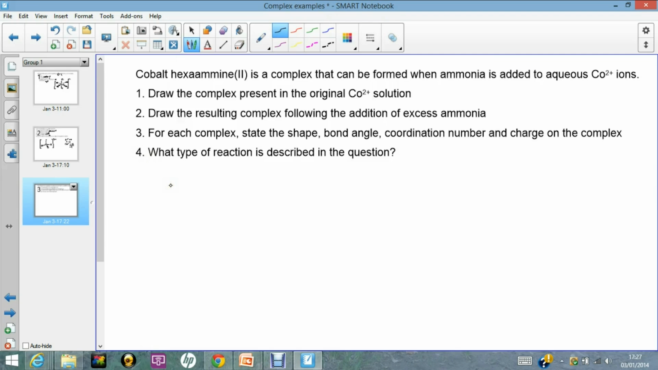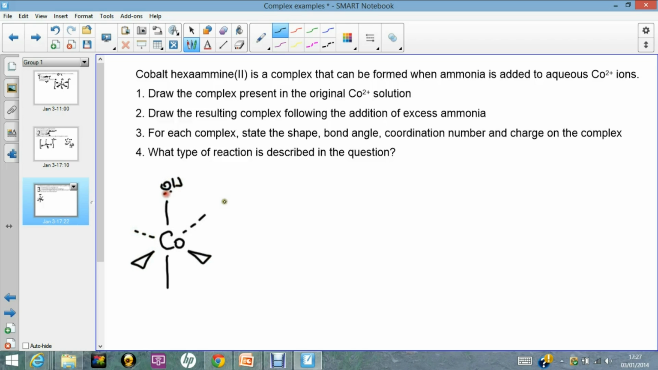If you want to pause the video now and have a go, then do so. Okay, so the answer. In the original solution I had cobalt 2+ ions. It was an aqueous solution, so this is going to be surrounded by water ligands, and by now you should know that that will be an octahedral complex.